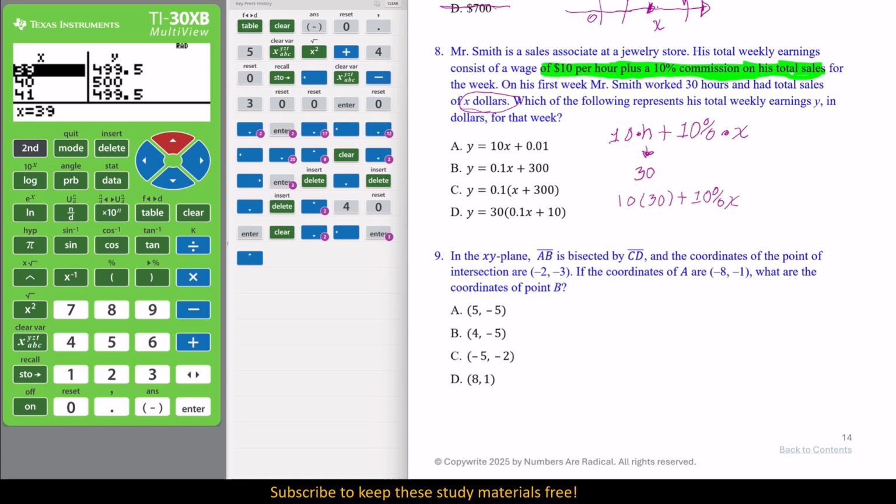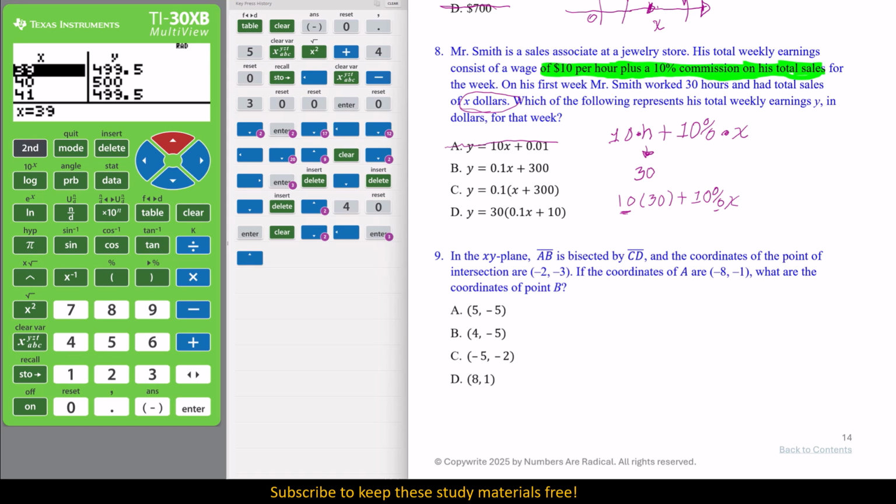Now let's take a look. Well, the 10x is misleading. We need a percent on that. And 10 really should go with the $10 per hour. And I don't like that 1% right there. I don't know where they're getting that from because that's not the hours. So I don't like A. Let's look at B.